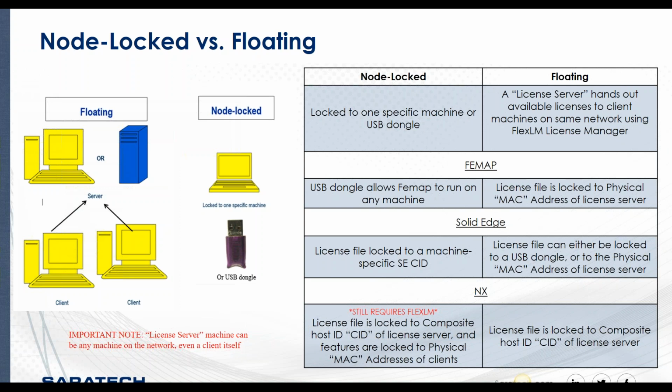So for node-locked licenses of Solid Edge, the license file is locked to an SCCID, which is also known as a Solid Edge Composite ID. In the computer information, we'll talk about how we get that specific code. And then for Solid Edge floating, the license file can either be locked to a USB dongle, like FEMAP's node-locked, or to that 12-digit physical MAC address of the license server. Again, license server, not the client.